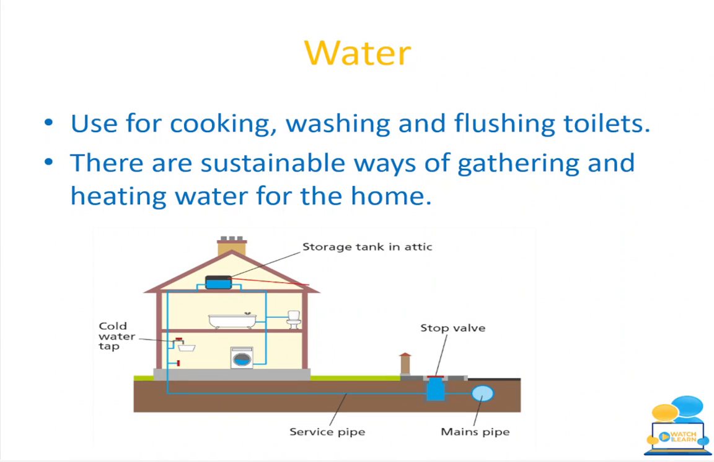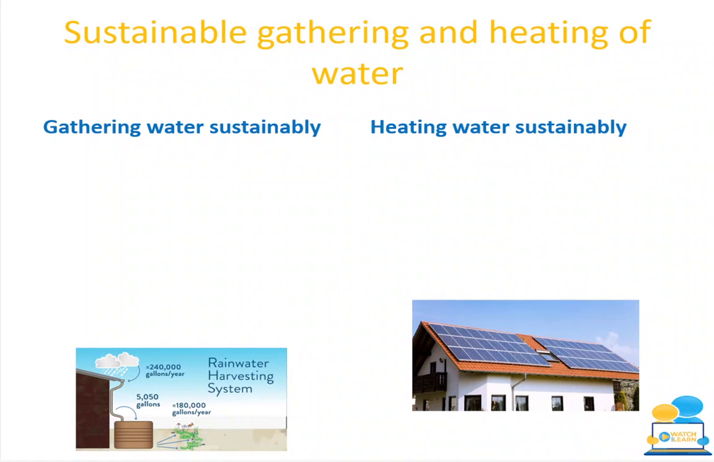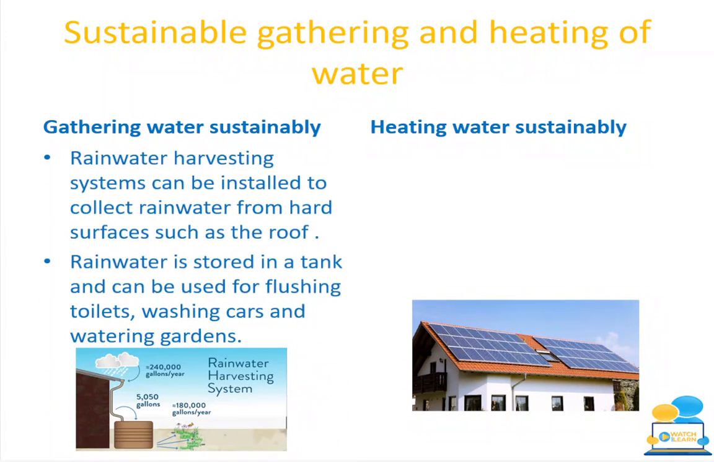So there are more sustainable ways of gathering and heating water for the home. So the sustainable gathering and heating of water. So rainwater harvesting systems can be installed to collect water from hard surfaces such as the roof. So this came up as part of a short question. It was actually short question 9 in the current junior cycle exam in 2022. It was answered very well. Rainwater is stored in the tank and can be used for flushing toilets, washing cars and watering gardens. So you can see a picture there from the left.